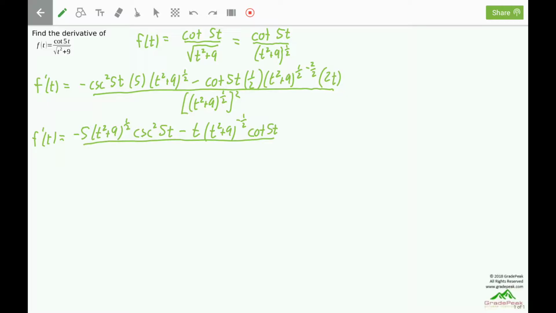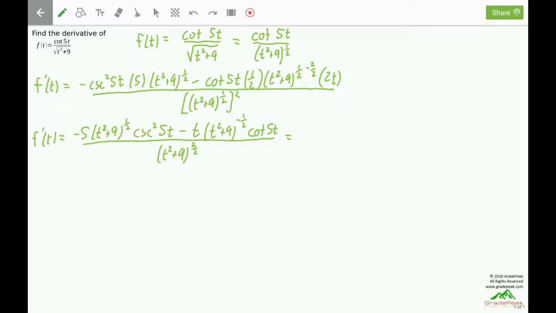And all of this is divided by t squared plus 9 to the 1/2 to the 2. Multiply the exponents. 1/2 times 2 is 2/2. 2/2, of course, is 1, and we'll be able to write it as just t squared plus 9 in the denominator there. Now, we do have a negative exponent in the numerator of the second term, so we can put it in its denominator. That's the only negative exponent.